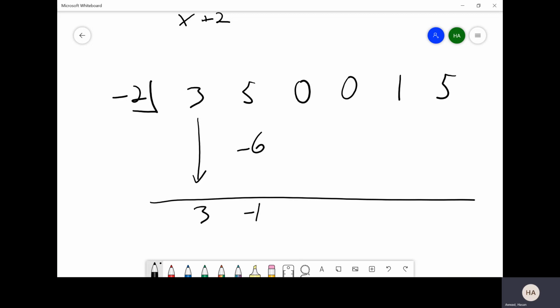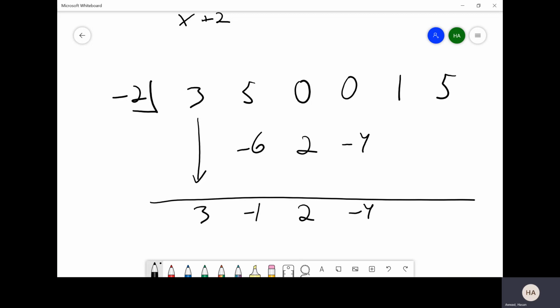That gives you a positive 2, which you throw in the next column over, right? So positive 2 over here. You add them up. 0 and 2 gives you a positive 2. 2 times negative 2 gives you a negative 4. You throw this in the next column, and you add the column. 0 plus a negative 4. Well, that's 0 minus 4, so negative 4.